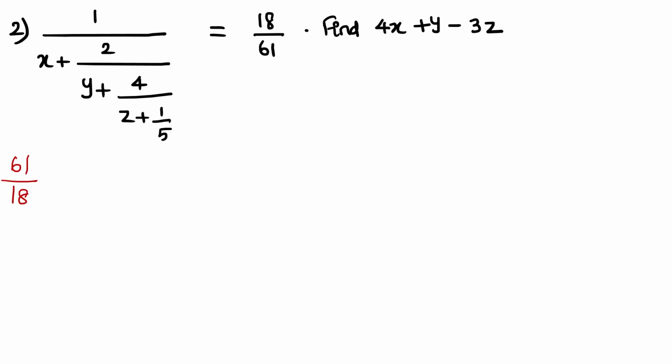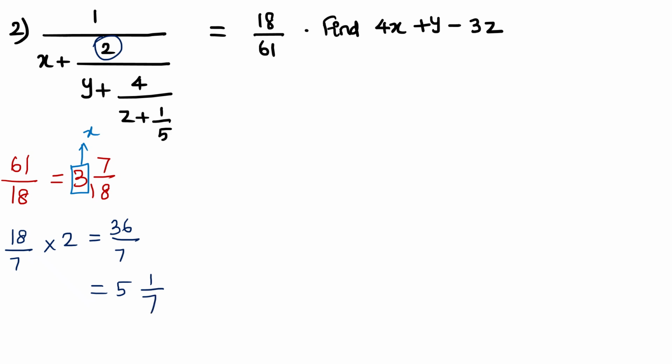61 by 18, that you will be getting as 3 7 by 18. Then this 3 will be your x value. Straight away to the x, you have the number 2. So reciprocal this, 18 by 7, into 2 you will do. You will be getting 36 by 7, which gives 5 1 by 7. So as you got 5 1 by 7, my y value is equal to 5.